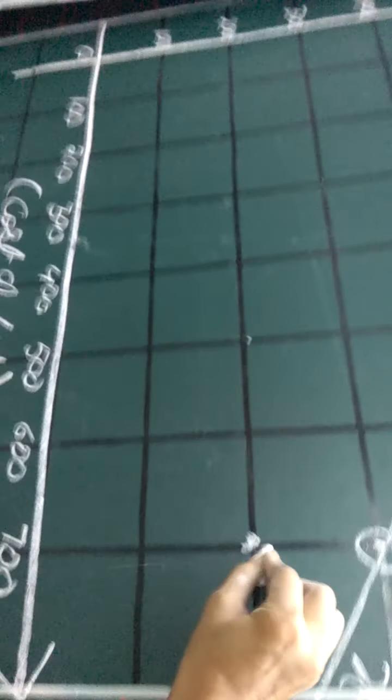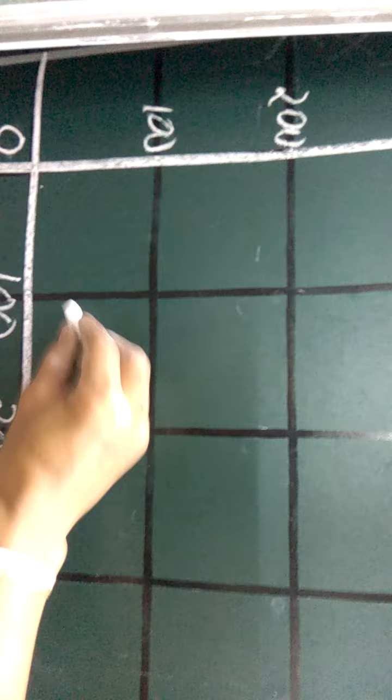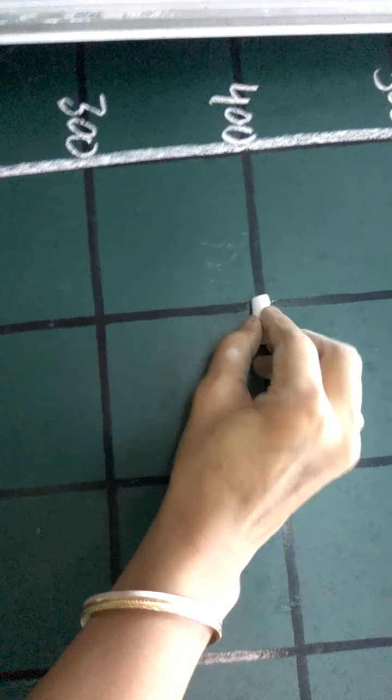Now let us start plotting the points of the second line. X is 700, y is 200. So we will move to 200. Now the second value, x 400, y 300. So let us mark it here. Then next is x 100, y 400. X is 100, y is 400. So we'll move here like this.